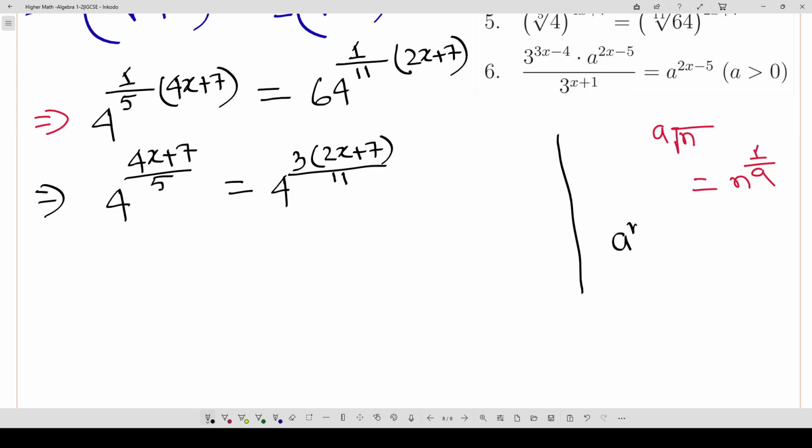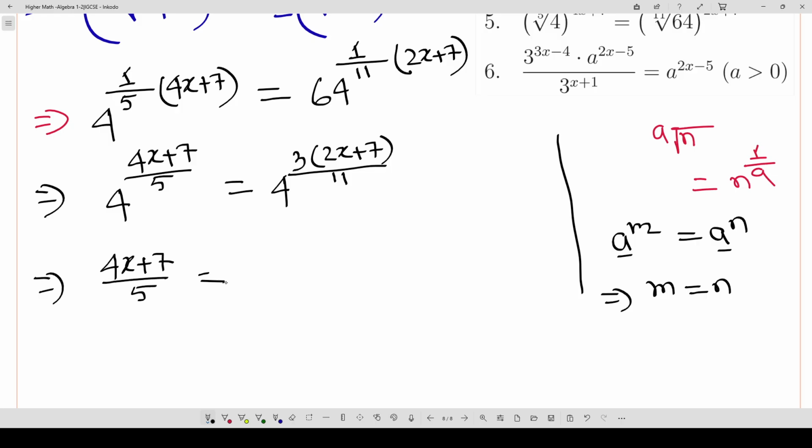We know a to the power m equals a to the power n. What does that mean? It means once the bases are the same, the powers will be equal. So we can write (4x plus 7) by 5 equals 3 times 2, it means 6x, plus 3 times 7 is 21, divided by 11.